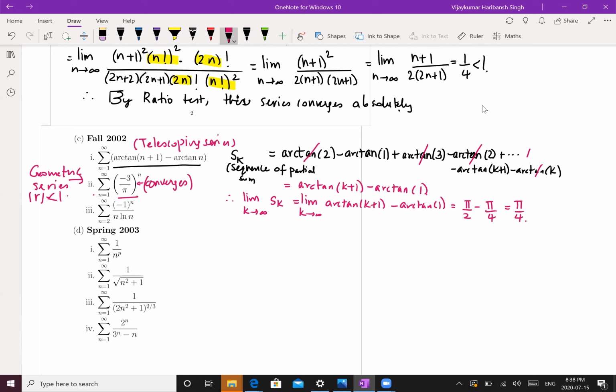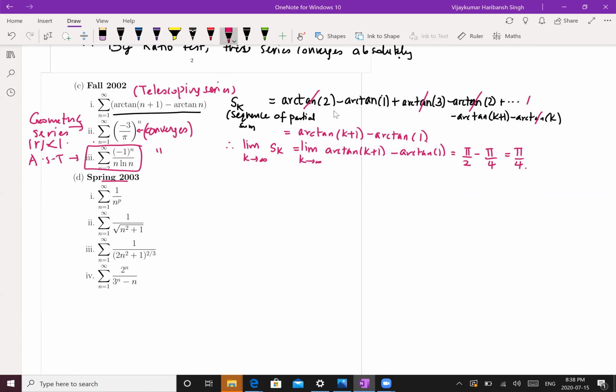Now what about this one? This also converges, and we can use the alternating series test. Now what about this one here? This is a p-series. So it converges if p is greater than 1, and diverges if p is less than or equal to 1.